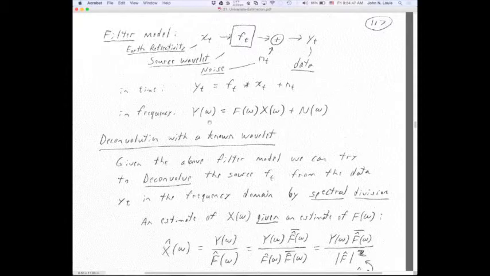In frequency, as you know, we have the Fourier transform of the data, capital Y of omega, equal to the Fourier transform of the source wavelet, F of omega, multiplied by capital X of omega, the Fourier transform of the Earth reflectivity series, plus the Fourier transform of the noise, which, as you remember from 706, looks just like the noise.